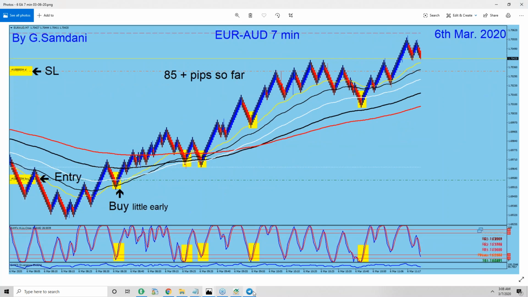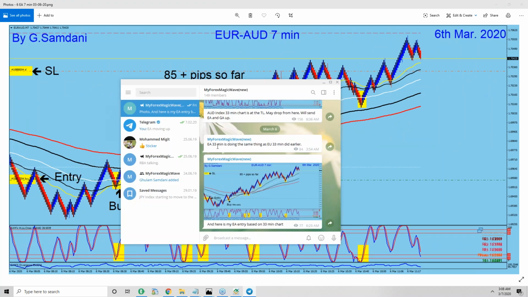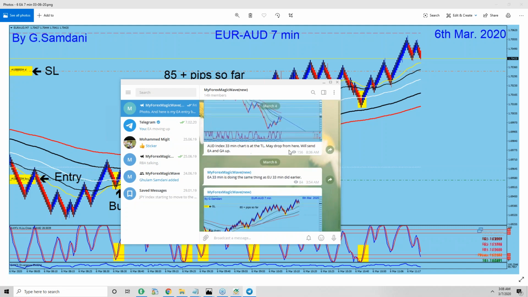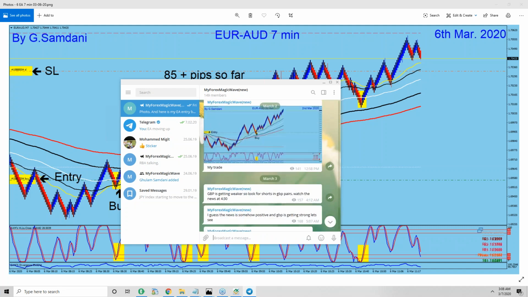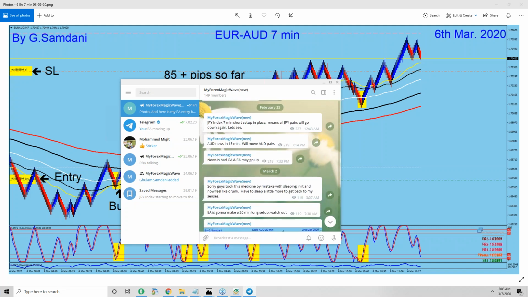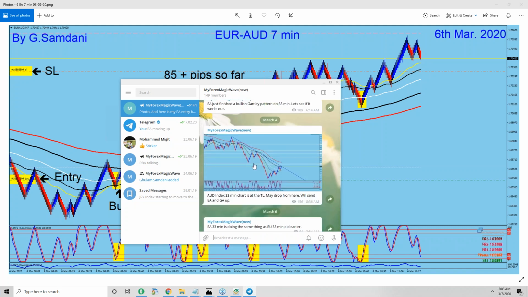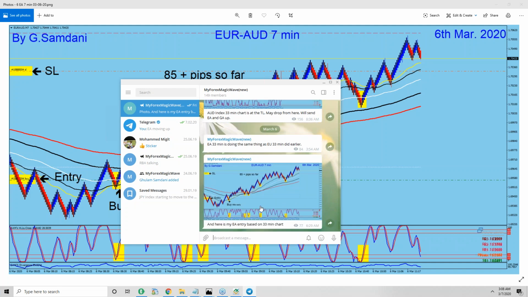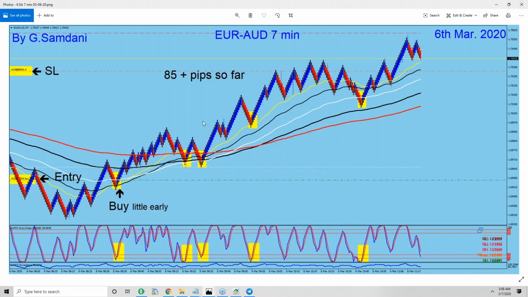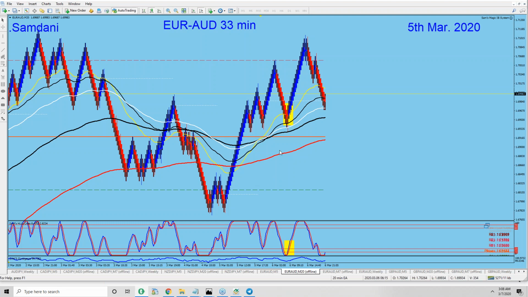See, this is the one I posted on the Telegram, that the EA 33-minute chart is doing the same thing as the EURUSD 33-minute chart did earlier. And the EURUSD 33-minute chart I was posting, and then I don't have it. I just made the video, I guess, and didn't post it here. So you can see those videos, they're on my channel. But the 33-minute chart I was referring to is this. Okay, this is the 33-minute chart right there.